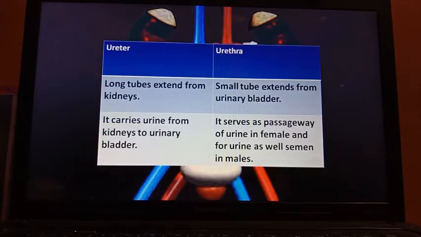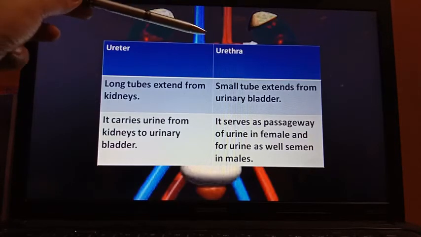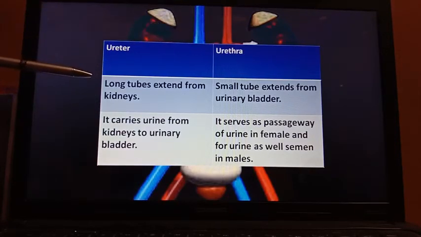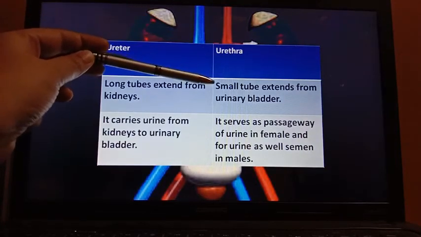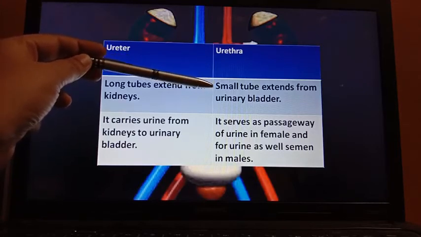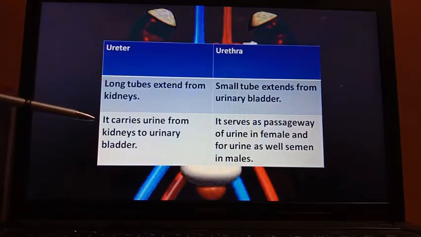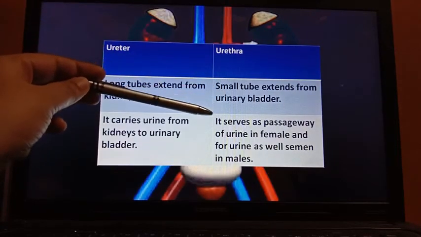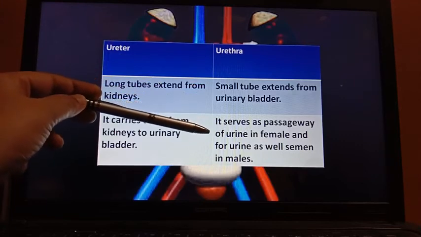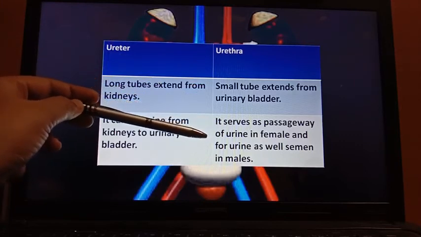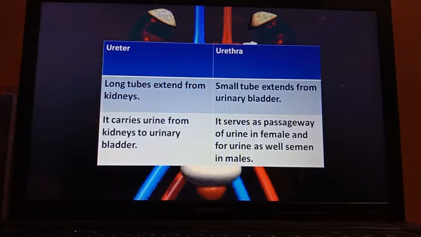Next difference is between ureter and urethra. Ureters are long tubes that extend from kidneys. Urethra is a small tube that extends from the urinary bladder. Ureter carries urine from kidneys to urinary bladder. Urethra serves as a passageway of urine in females and for urine as well as semen in males.